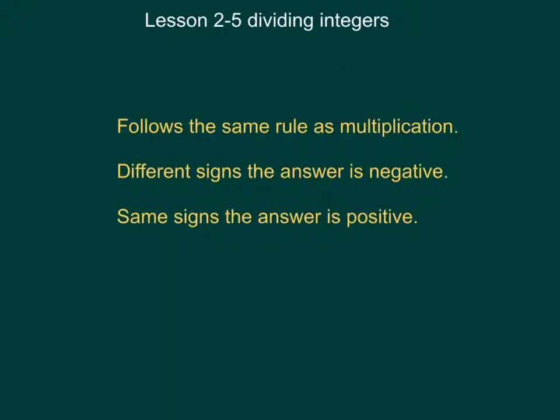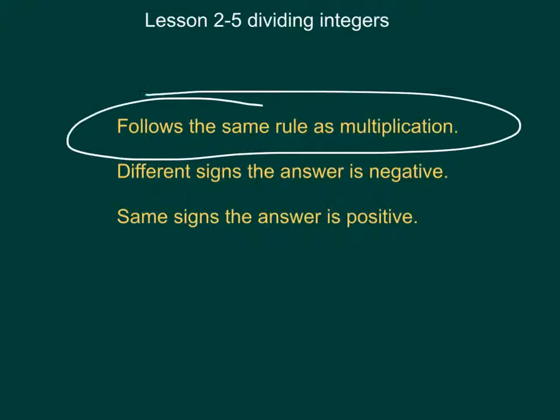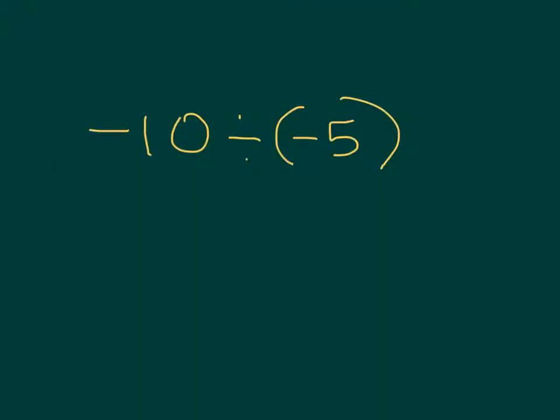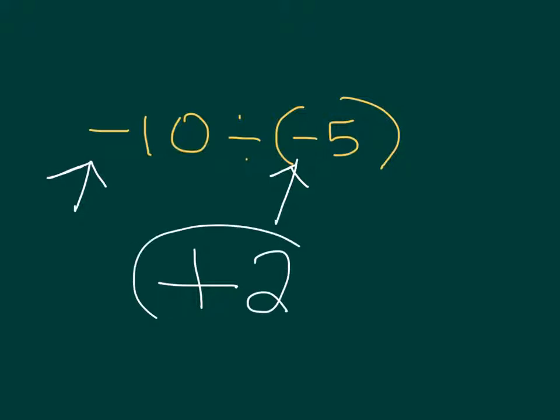Lesson 2-5, Dividing Integers. When we are dividing integers, we follow the same rule as multiplication. So if it's a different sign, then the answer is negative. If it's the same signs, then the answer is positive. So if we have an example like -10 divided by -5, since both of these are negative, then we know our answer is positive. So -10 divided by -5 is a positive 2.